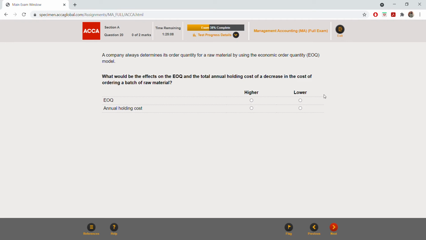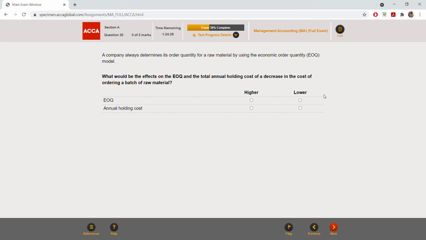EOQ formula is equal to square root of 2 into CO into D, D is demand, okay, divided by CH, that is the cost of holding. 2 into cost of ordering into demand divided by cost of holding. So take the square root of the whole thing, that is the EOQ formula. Where CO is cost per order, D is annual demand, CH is cost of holding one unit in inventory. Because when the formula is there in front of you, or even the textbook is there, okay.